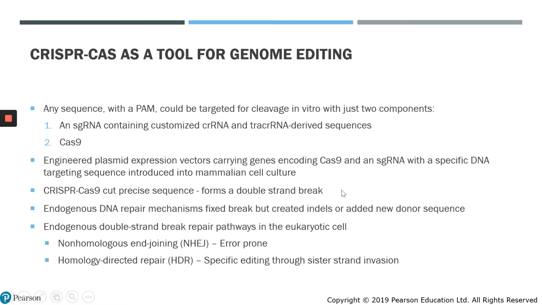When a double-strand break is formed in the genome, eukaryotic cells have endogenous DNA repair mechanisms in order to fix that double-strand break. However, these mechanisms can be error-prone. For example, non-homologous end joining can result in the insertion or deletion of nucleotides at the site of the double-strand break during repair.